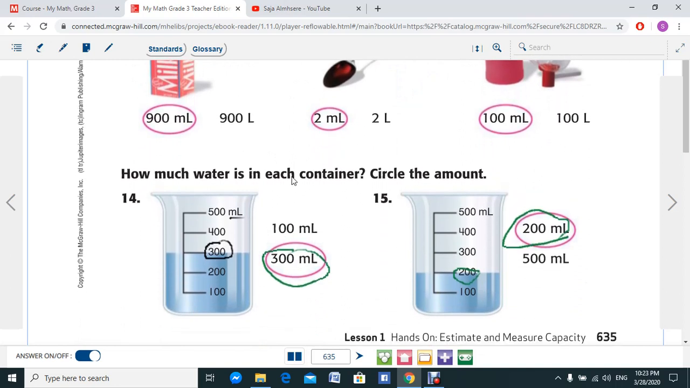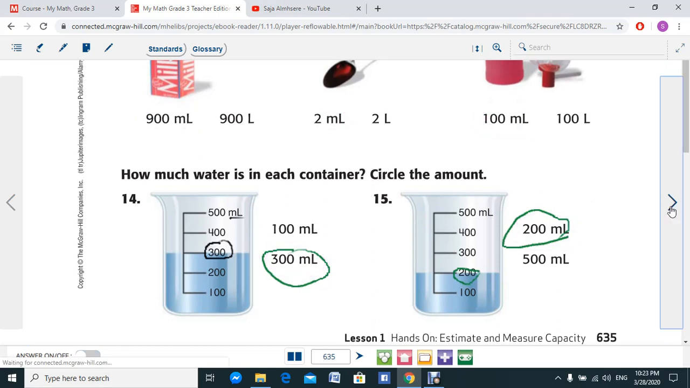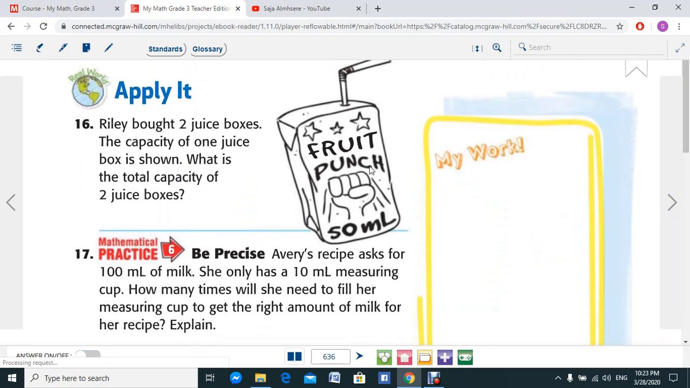Now, here we circled 300 and 200. We did all of this together. Okay, I think this was clear because most of you answered them correctly. Today we're going to solve Apply It, page 636, okay? So the new things for today's lesson are three. The first thing is to solve Apply It. The second thing you must do is to watch Samira's video and learn from her. And the third thing is to do my homework, page 637, 638. Sorry, let's do Apply It together.